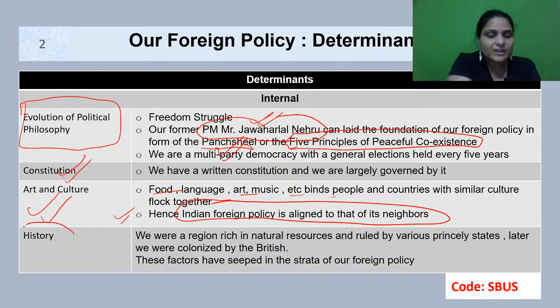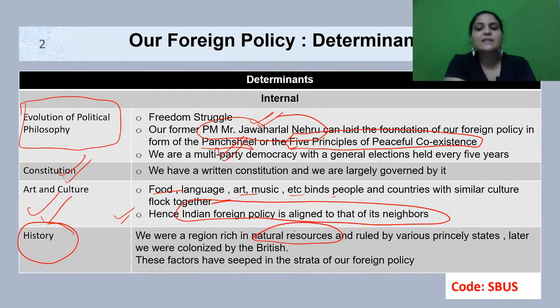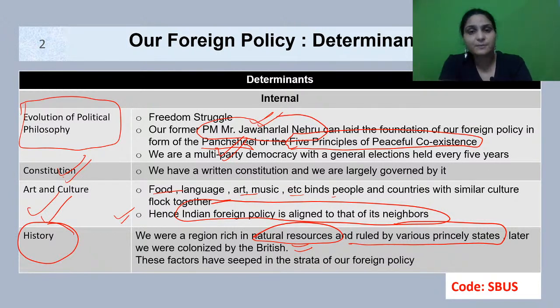Now, history. We were a region rich in natural resources and were ruled by various princely states and later colonized by the British. Now, this had a very important role to play in our foreign policy. Why? Because during this time when we were struggling to gain independence, we understood a lot more about the Western powers. That's why I said that Jawaharlal Nehru had a very early exposure to all these things, the way the Western powers functioned. He was actually greatly influenced by Soviet Russia and how they performed their socio-economic development, which also formed the crux of our constitution and the 1930 declaration of Purna Swaraj.